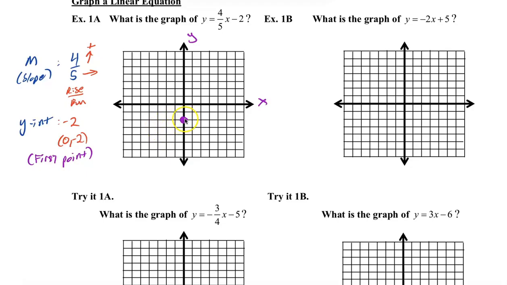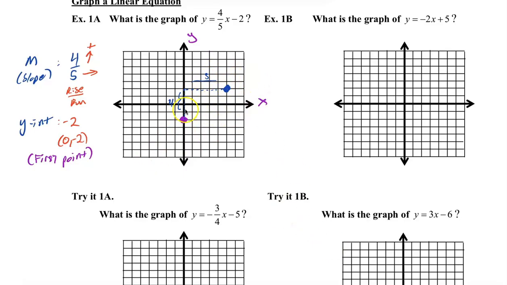And then, very important concept, from here we're going to use our slope. So we're starting at this point, and from there, we follow our slope. We're going to go up 4: 1, 2, 3, 4. And then we're going to go right 5: 1, 2, 3, 4, 5. So we went up 4 and we went right 5. You don't have to write the 4 and the 5, but this will show you how we went. And then we're going to connect those 2 points.